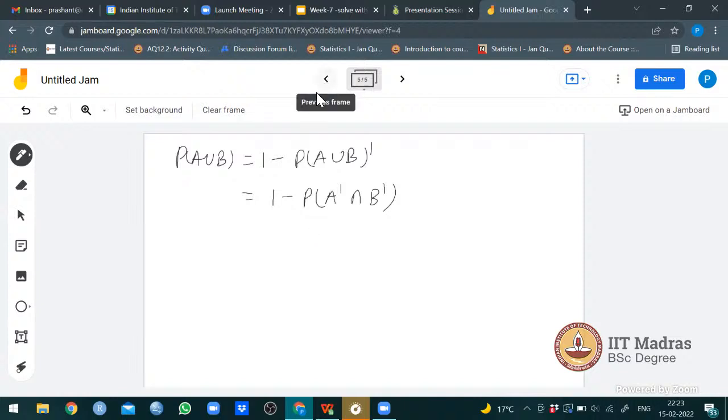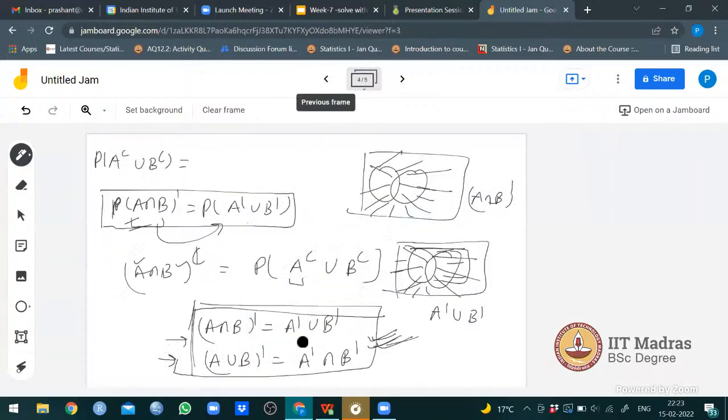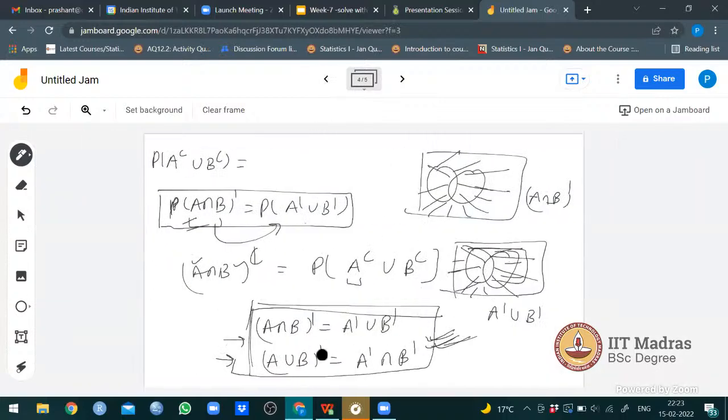Right? Hello? Yes, sir. Is it clear? Yes, sir. Because from the Venn diagram, you can write A union B whole complement as equal to A complement intersection B complement.